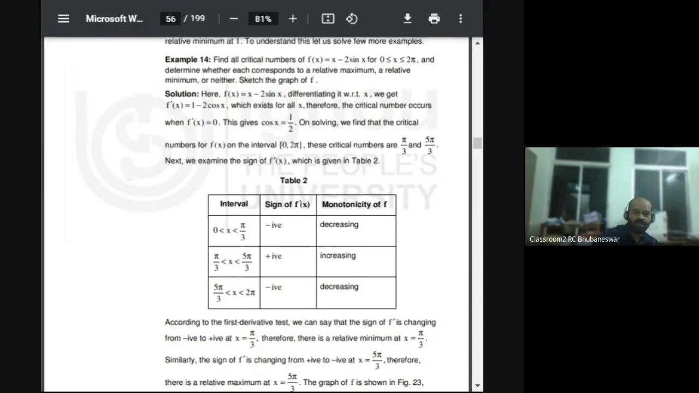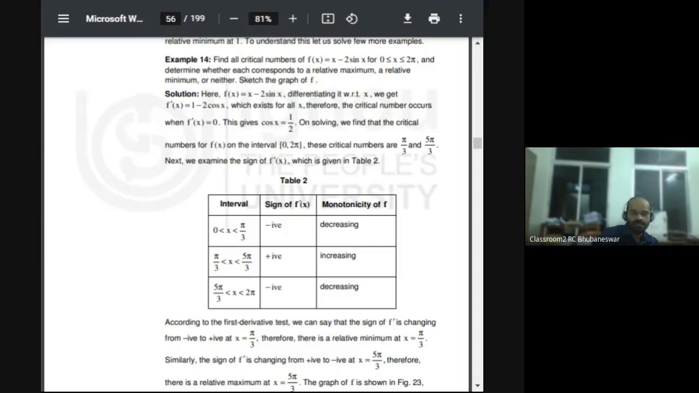That means the value of x will be pi by 3 and 5 pi by 3, and these are the two values which lie in the interval 0 to 2 pi. So now these two points are our focus of discussion. That means at these two points the function may have attained a relative maximum value or relative minimum value or neither.